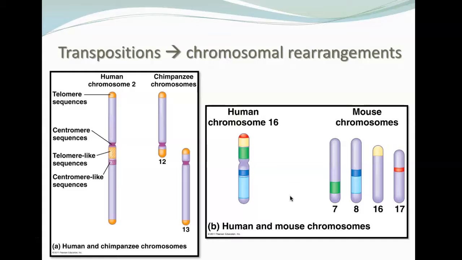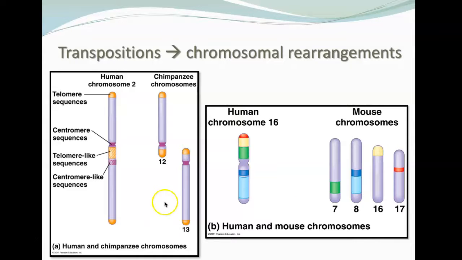So I'm going to switch from talking about transposons to something called transpositions. This would be a complete chromosomal rearrangement. You can see how this is a bigger picture. Transposons are a little bit smaller, just small segments of DNA that get copied and pasted or cut and pasted. Transpositions would be a complete chromosomal rearrangement. All right, and so look at this picture.